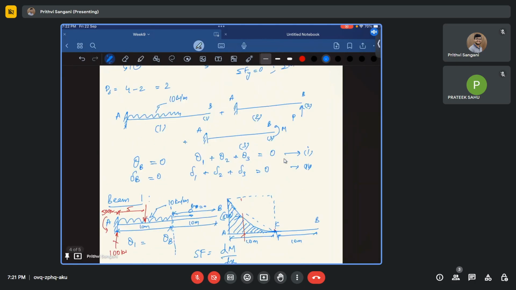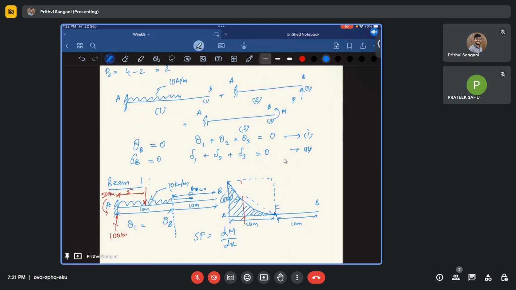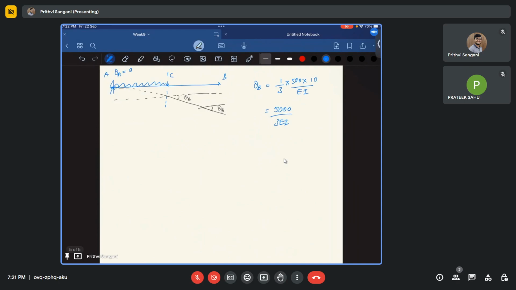So what did we name theta b as? Theta b is nothing but theta 1. So theta 1 in our equation, we have found it as 5000 by 3 EI. Okay, this is about theta 1.